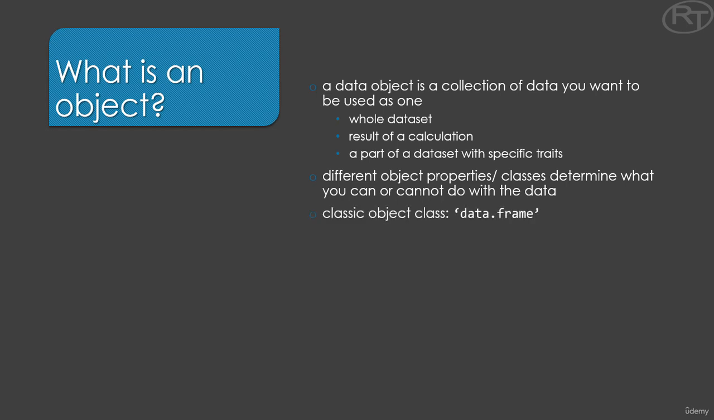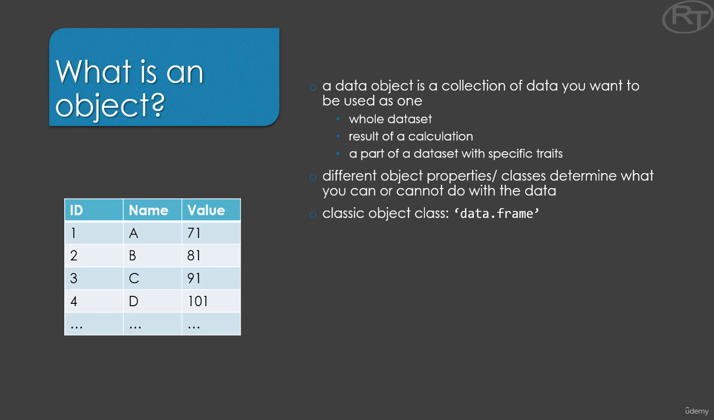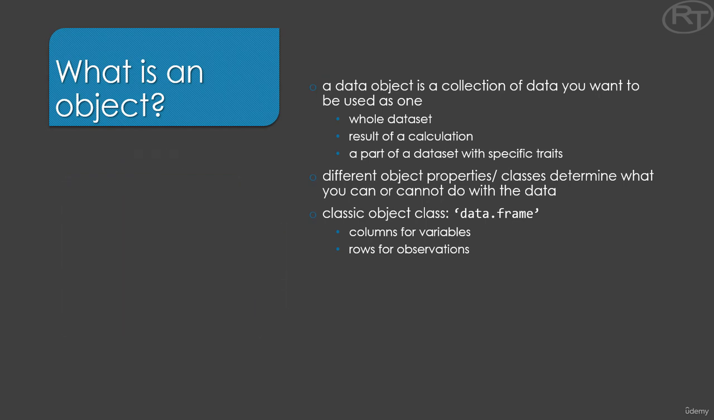The classic object class in R is the data frame. It is similar to an Excel sheet with columns for variables and rows for observations. Most of the functions in R work with data frames. Therefore, it is the single most important object class for you to understand. In this example, we will now start with a very simple object, probably the simplest object class in R, the vector. A vector is simply a collection of values of the same class.